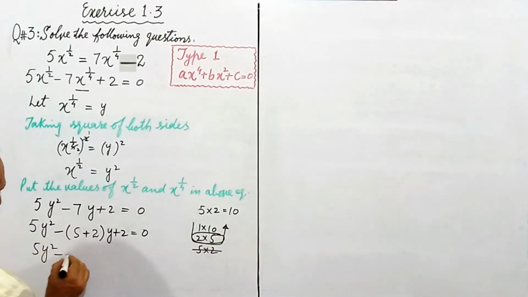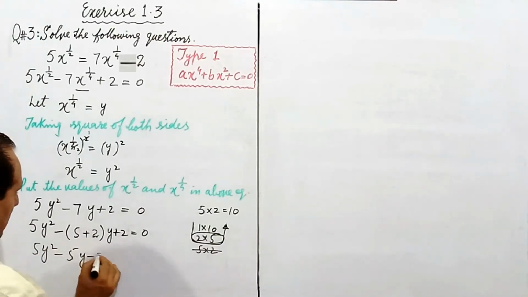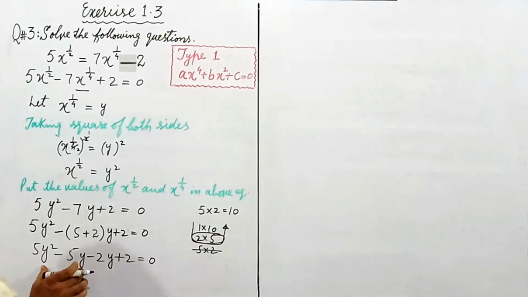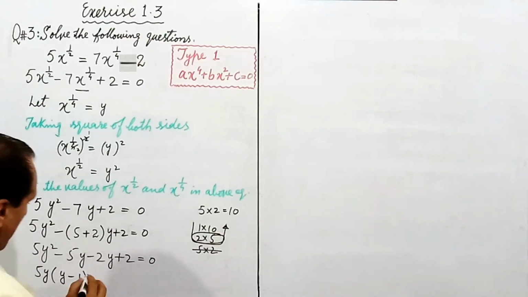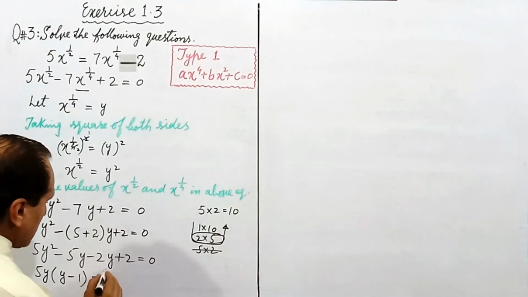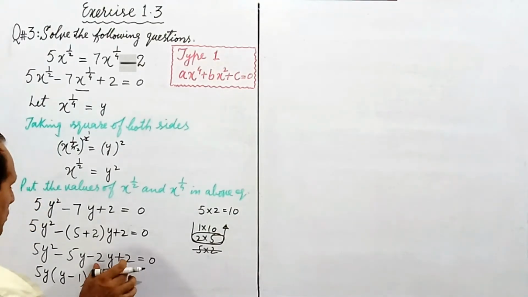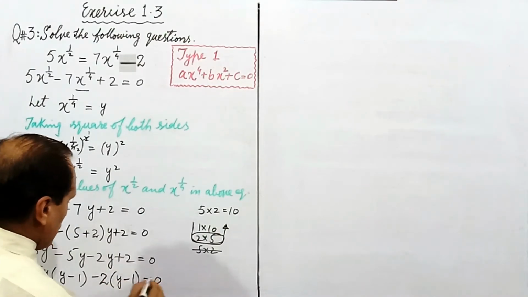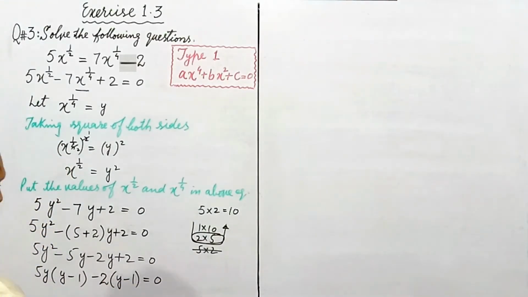5y square minus 5y minus 2y plus 2 is equal to 0. We take 5y as common from the first two terms. 5y, y minus 1 is left as a factor. Minus 2 is taken as common in these two terms and y minus 1 is left, equal to 0. So now we write 5y minus 2 as the first factor and according to the right property y minus 1 as the second factor.